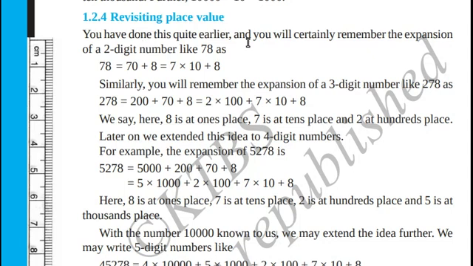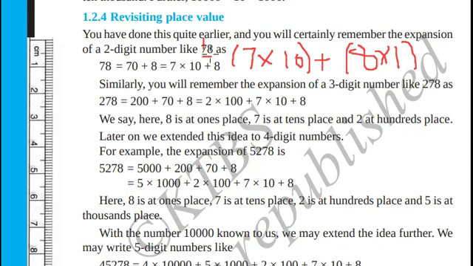Revisiting place value. Now let us take a 2-digit number, 78. 8 is in the ones place and 7 is in the tens place. So we can write 78 as 7 into 10, because 7 is in the tens place, plus 8 into 1, because 8 is in the ones place. When we add these two numbers, 7 into 10 is equal to 70, plus 8 into 1 is equal to 8. 70 plus 8 is equal to 78.